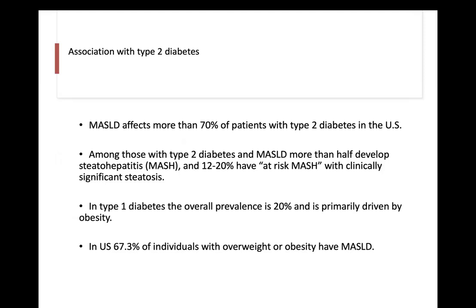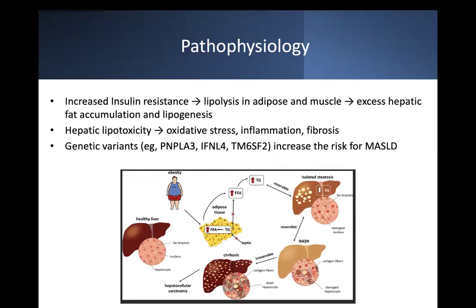Patients with type 1 diabetes can also get affected. The overall prevalence is 20% and is primarily driven by obesity. In the US, 67% of individuals with overweight or obesity have MASLD. So we can see the close relationship between MASLD and obesity or overweight and type 2 diabetes.